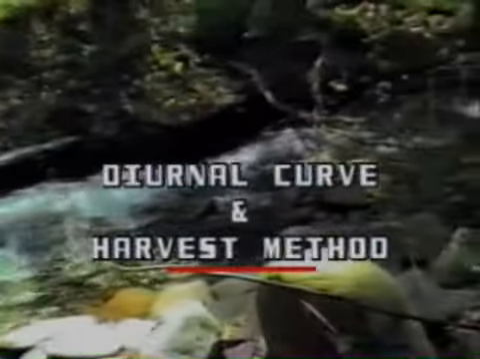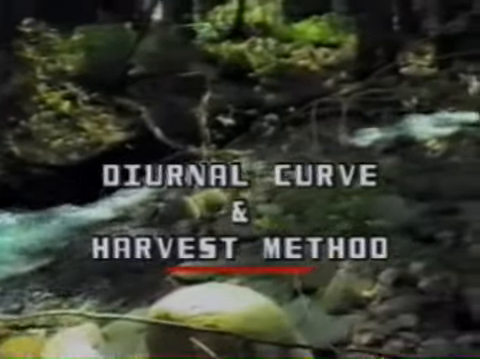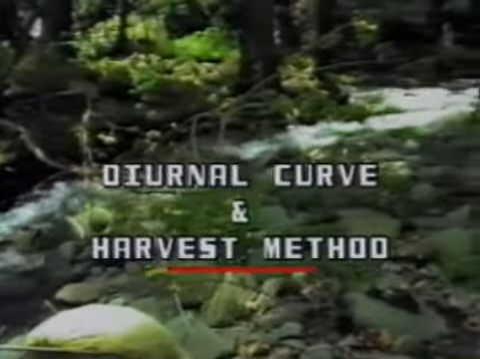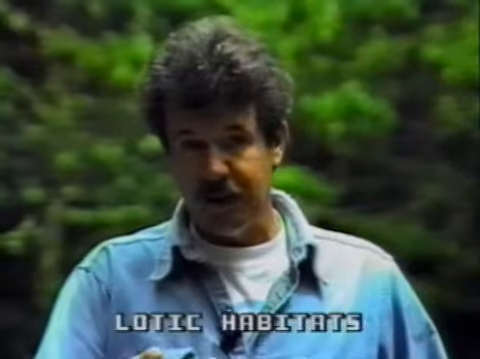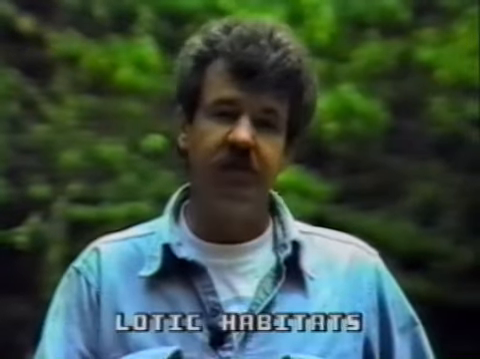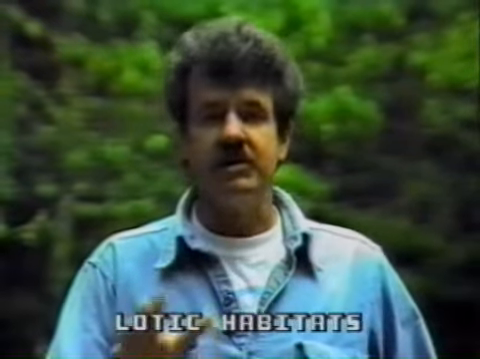When you're trying to determine primary production in any aquatic habitat, in a lentic habitat, the light and dark bottle method works the best. Remember, that is in lakes or ponds. For a lotic habitat, such as this trout stream, the best technique to use is the diurnal curve method.